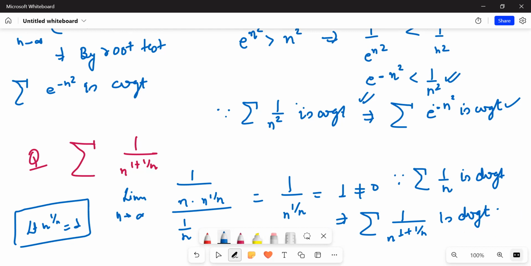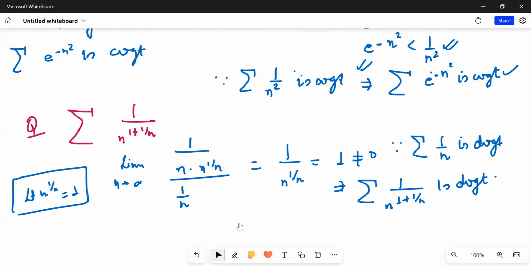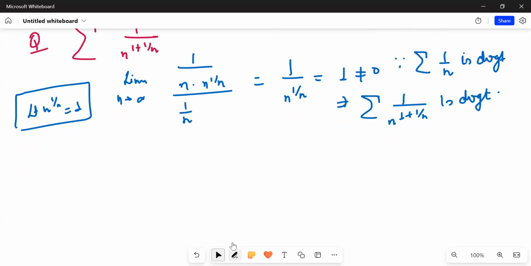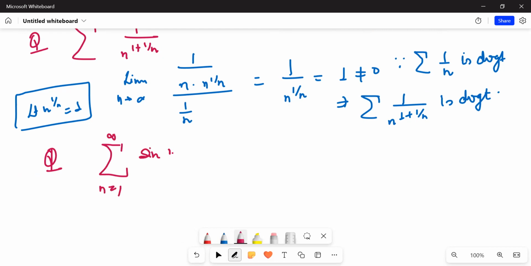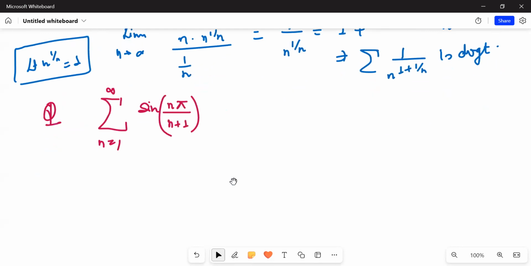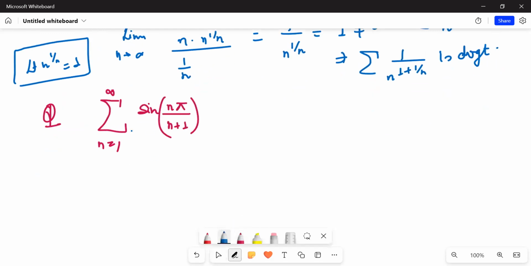Okay. Now, what can be said about this series? Is it convergent or divergent? Summation n equals 1 to infinity sine of n pi divided by n plus 1. So what I'll do, I'll compare it with something like this. The limit as n tends to infinity, I'll simply try to compare it by 1 upon n.